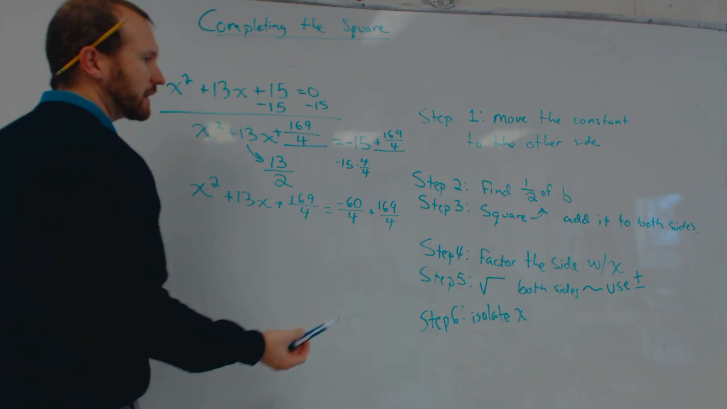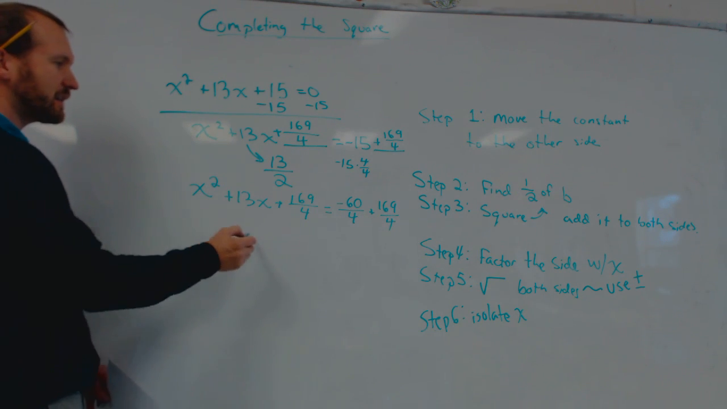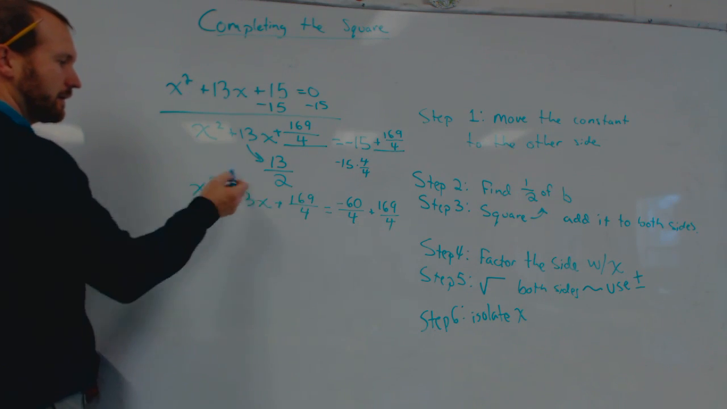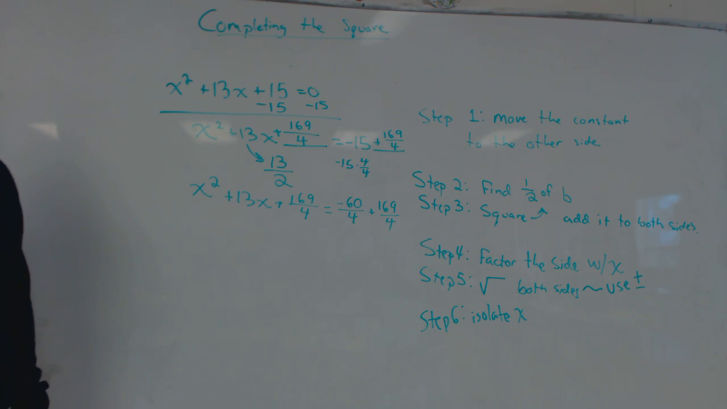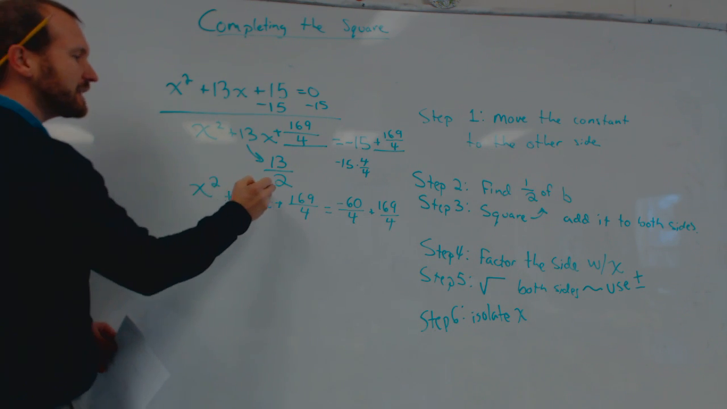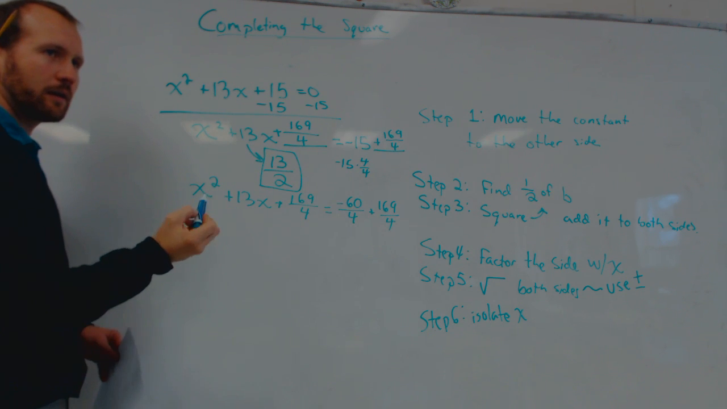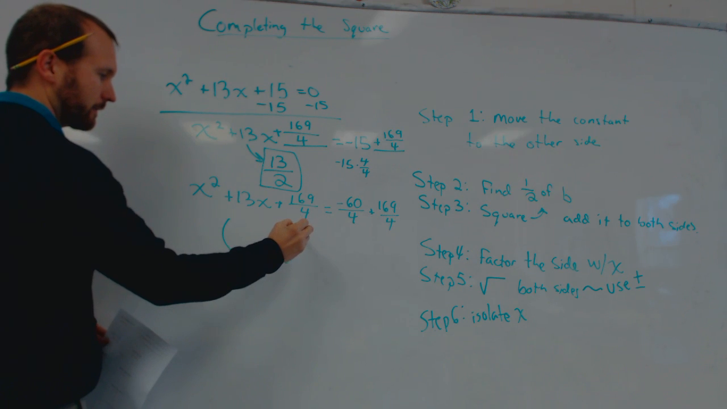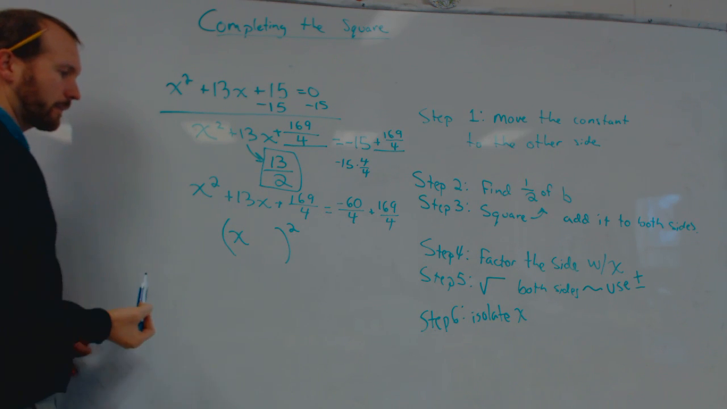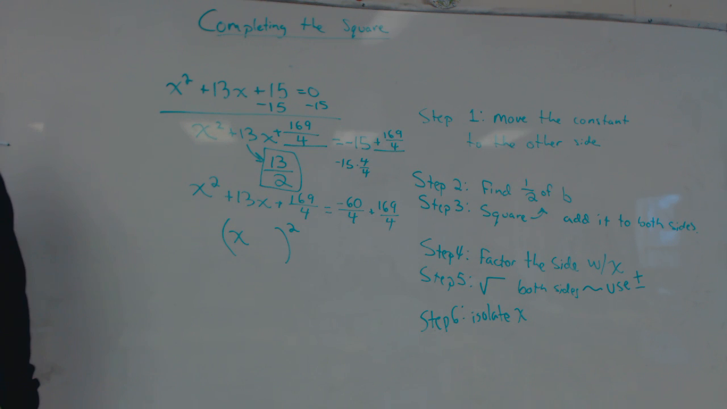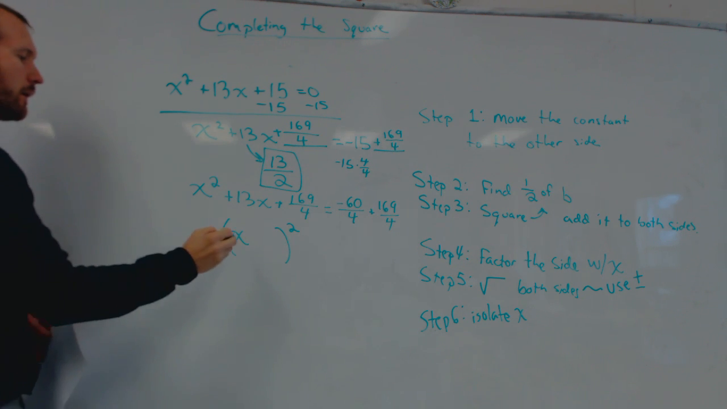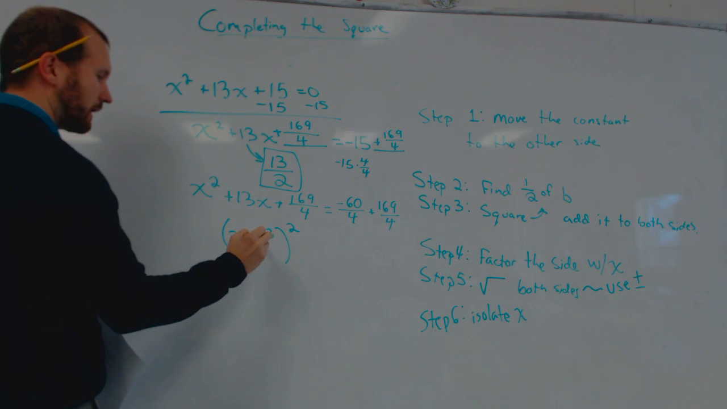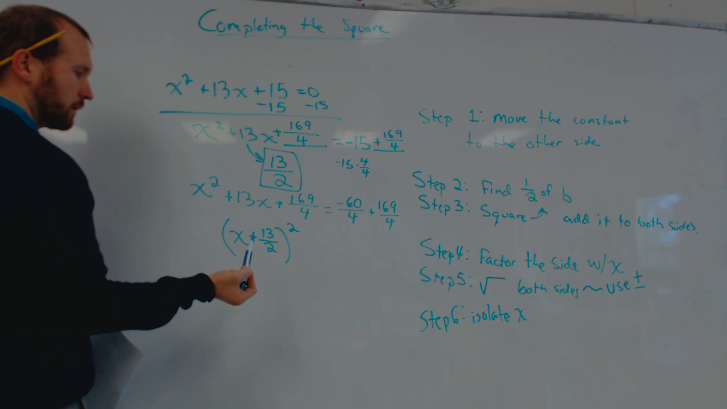But step 4 says factor the side with x. How do I factor this? It's a perfect square though. Remember this number that we found? It's pretty simple actually. What is it? Not x squared. X plus 13 over 2. X plus 13 over 2.